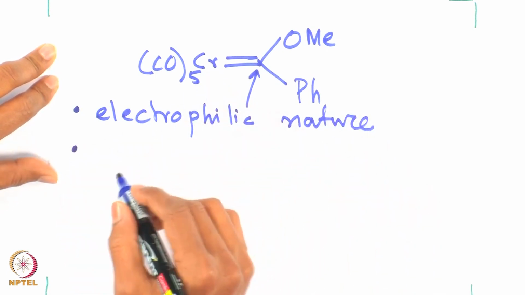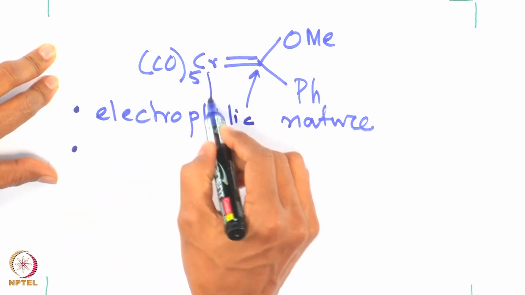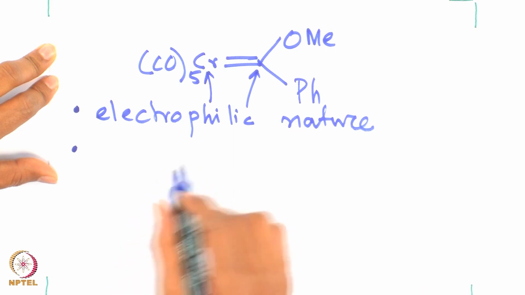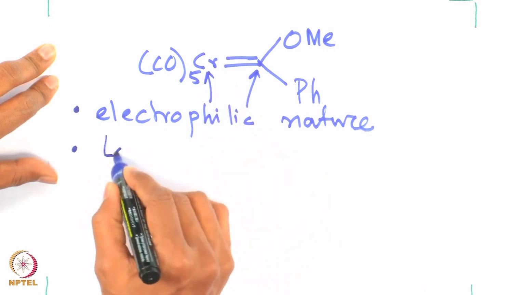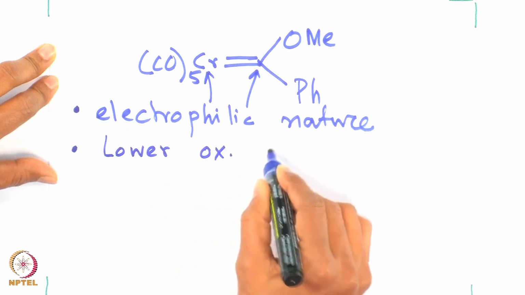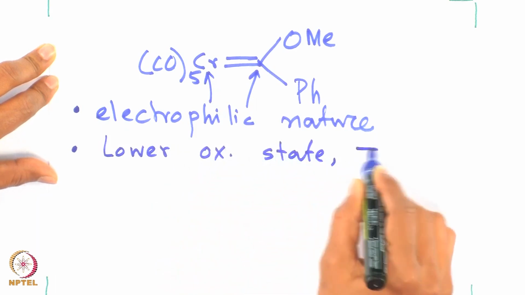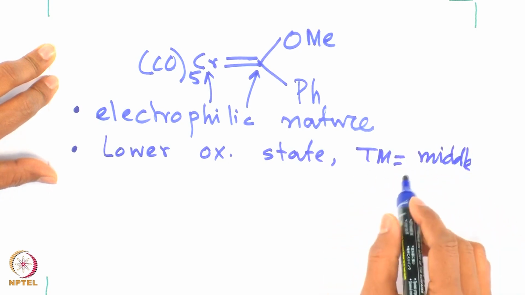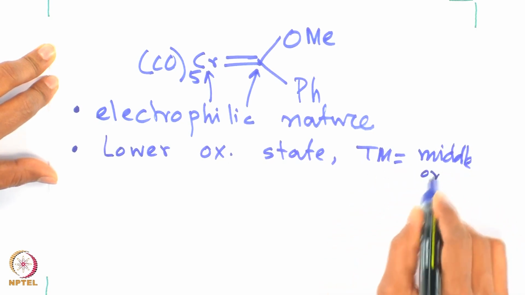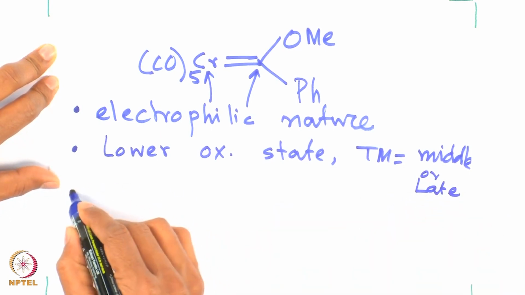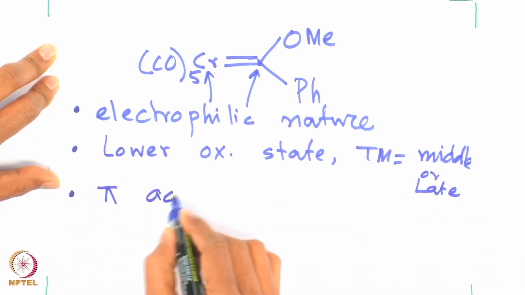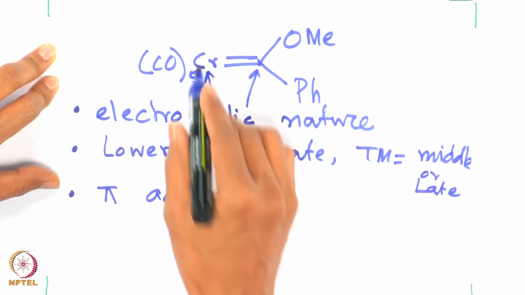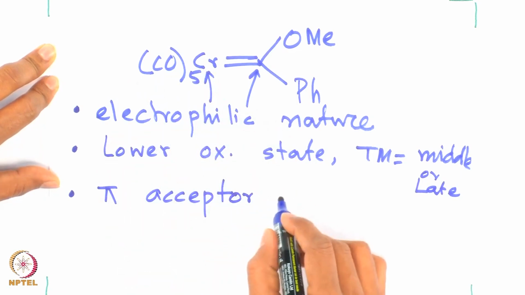Usually the metal center that is associated over here is a middle or late transition metal, and these are in a lower oxidation state. So, lower oxidation state, and the transition metals are late or middle. These are the characteristics of your Fischer carbene. Most importantly, you have pi acceptor ligands. The carbon monoxide ligands are associated with the metal center directly, which are pi acceptor in nature.